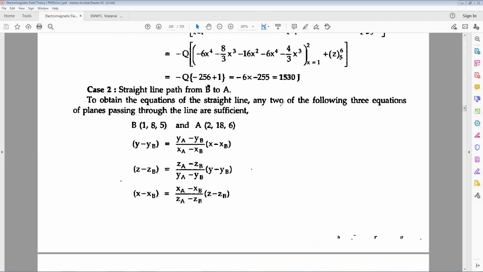To obtain the equations of the straight line, any two of the following three equations of planes passing through the line are sufficient. So B is given as 1, 8, 5 and A is given as 2, 18, 6. So we know the straight line equation y is equal to mx plus c. This is a straight line equation. y minus y1 is equal to m, the slope, y2 minus y1 by x2 minus x1, and the x value is x minus x1.